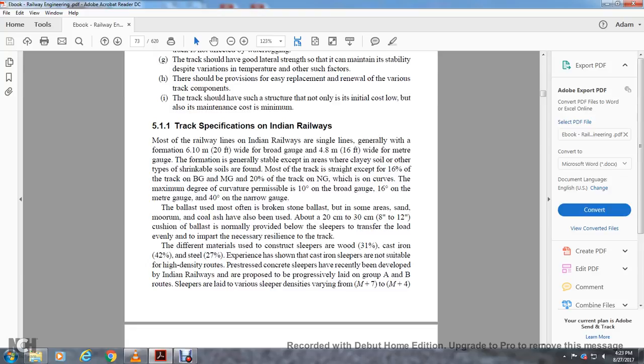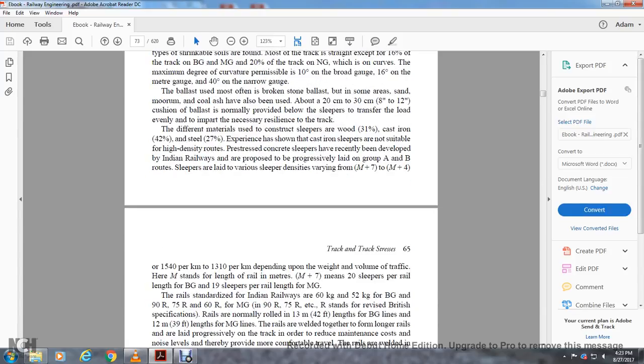The different materials used to construct sleepers are wood 31%, cast iron 42%, and steel 27%. Experience has shown that cast iron sleepers are not suitable for high density routes. Prestressed concrete sleepers, recently developed by the Indian Railways, are proposed to be progressively laid on Group A and B routes. Sleepers are laid at various sleeper densities, varying from M plus 7 to M plus 4, or 1540 per kilometer to 1300 to 1310 per kilometer, depending on the weight and volume of traffic. Here M stands for the rail length in meters. M plus 7 means 20 sleepers per rail length of the broad gauge and 19 sleepers per rail length for meter gauge.